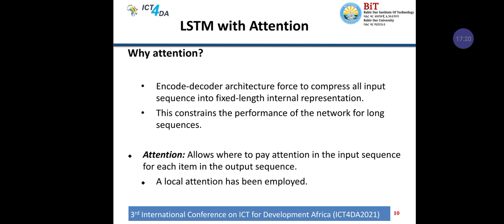So an attention mechanism solves these constraints. This allows paying attention to the input sequence for each item in the output sequence. So in our study, we have employed Bahdanau's local attention.